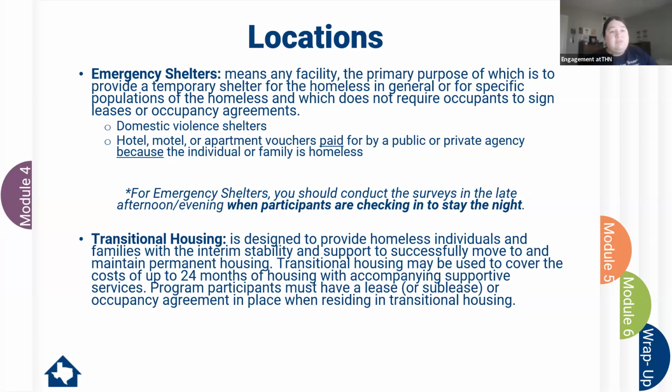And then we also have transitional housing, which is designed to provide homeless individuals and families with interim stability and support to successfully move to and maintain permanent housing. Transitional housing may be used to cover the cost of up to 24 months of housing with accompanying supportive services, and the program participants must have some kind of lease or sublease or occupancy agreement in place when residing in transitional housing. That's the big distinction between the two. Emergency shelter, no occupancy agreement. Transitional housing usually has an occupancy agreement plus some kind of supportive services to help people move to permanent housing.